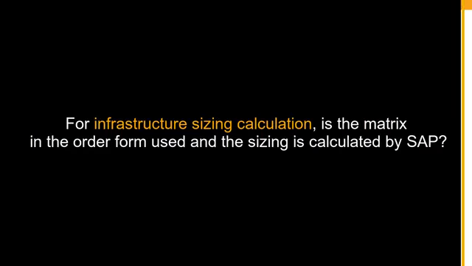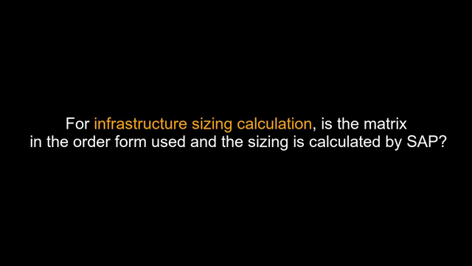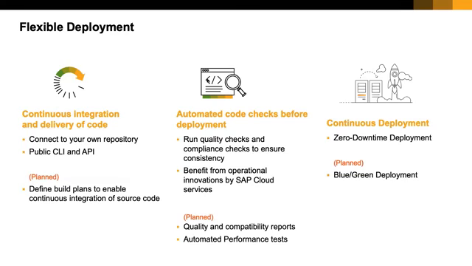For calculating the infrastructure sizing required for SAP Commerce Cloud, is there any template or sizing sheet provided by SAP, or do we need to always submit the metrics in the order form to SAP and the sizing is calculated only by SAP? Yes, you need to provide the metrics in the order form, and based on that, the initial sizing will be calculated by SAP. But before you go live, you need to do some performance tests, and based on those performance tests, if any kind of scaling is needed, it will be done.